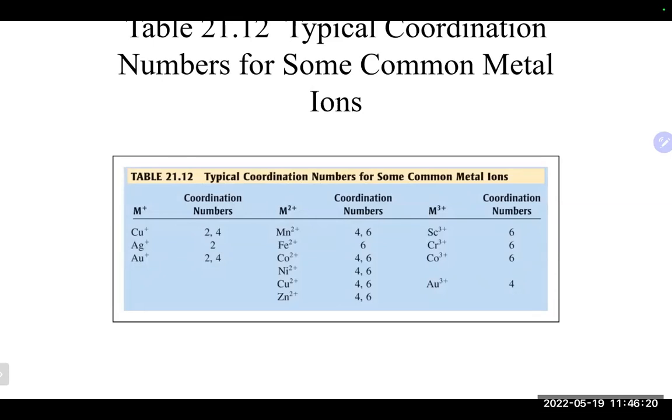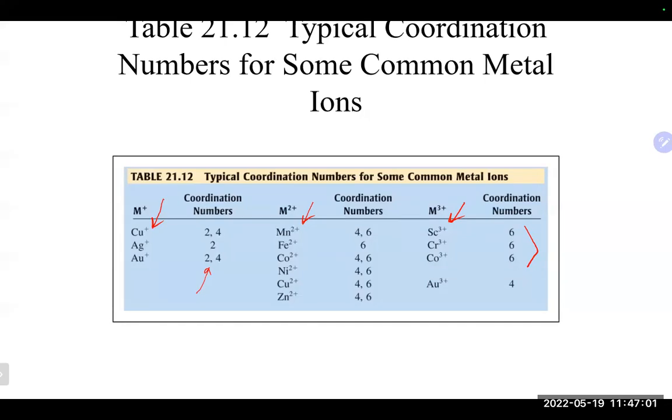There are very common coordination numbers that occur, and it is based on charge. We can see here our ions with a +1 charge, 2s and 4s. A lot of times 2 things will attach. If you get to a +2 charge, 4 and 6 are very common coordination numbers. If you get a +3, 6 is also a very common coordination number, except for gold. Gold will usually hang out with just 4 things attached in that particular case.